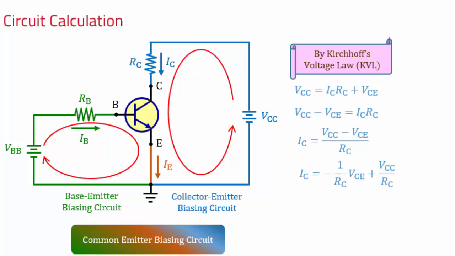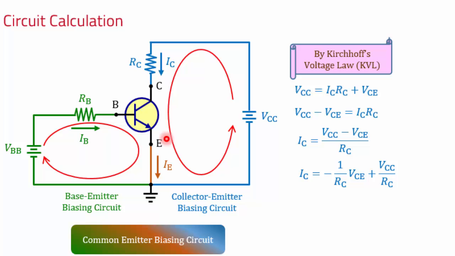Similarly, we apply Kirchhoff's voltage law to derive it. From the positive terminal of the supply VCC to the collector of the transistor, there is a voltage drop equal to IC times RC. As the current is flowing from the collector to the emitter, there is a voltage drop from the collector to the emitter. This voltage drop is labeled as VCE.